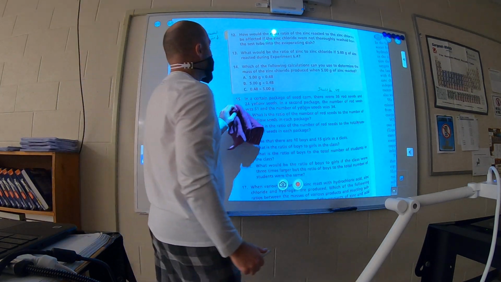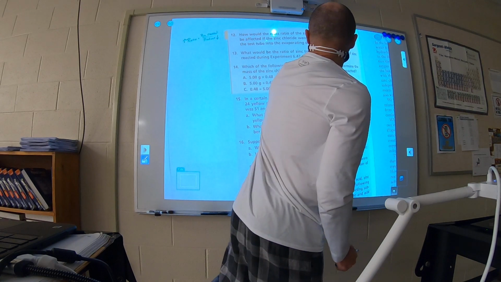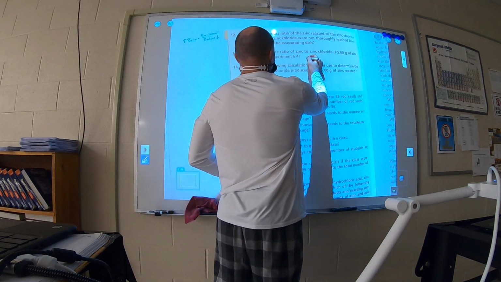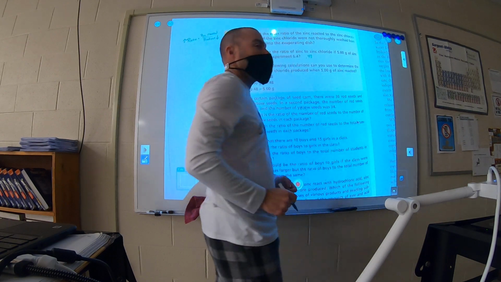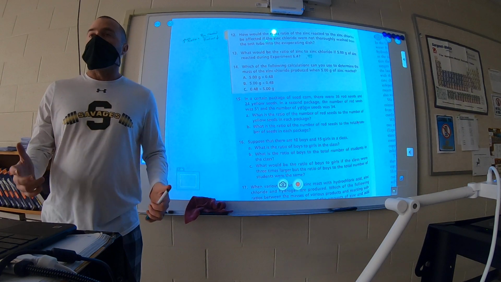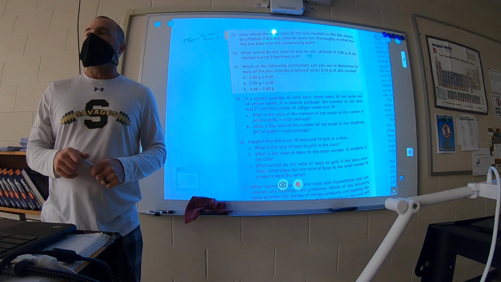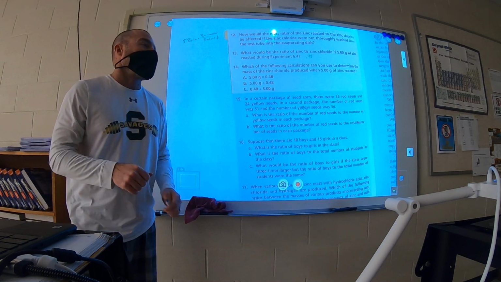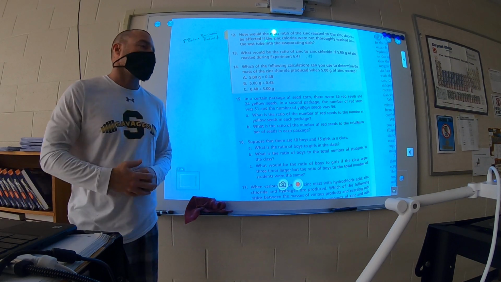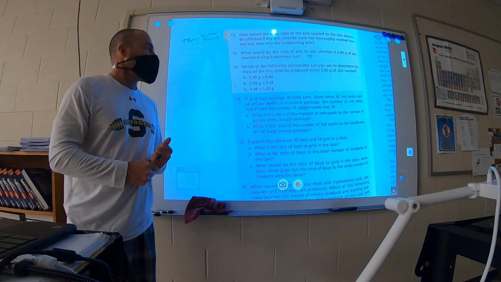Number 13, what would be the ratio of the zinc to zinc chloride if 5 grams of zinc reacted during experiment 6.4? It doesn't matter. It's still 0.48. Doesn't matter how much zinc we use or how much hydrochloric acid you use, the ratio is always going to be 0.48. Just like the ratio for water, the volume ratio was 2. The mass ratio was 0.13. It's what it always is.